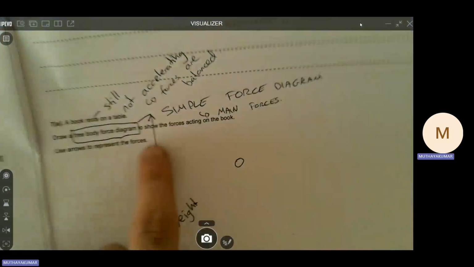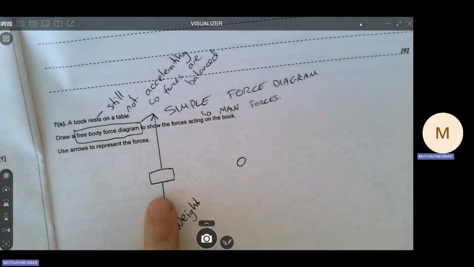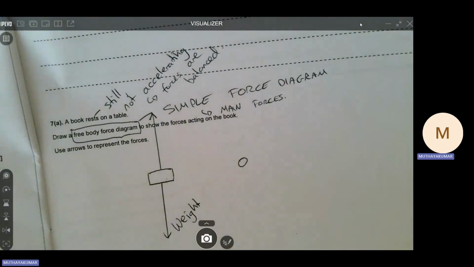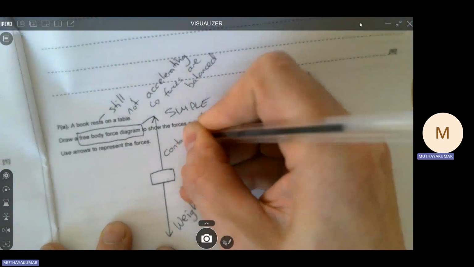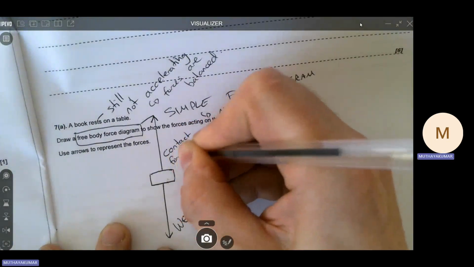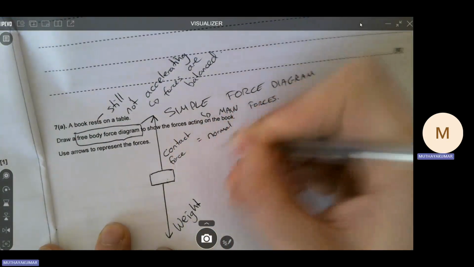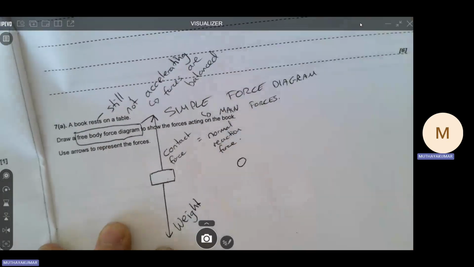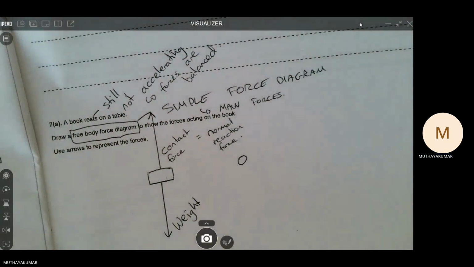And we need to label this force. So the table that the book is on is physically pushing up on the book. So in this case, it is a contact force. Sometimes it's called a normal reaction force. The table reacting to the book, pushing it up.